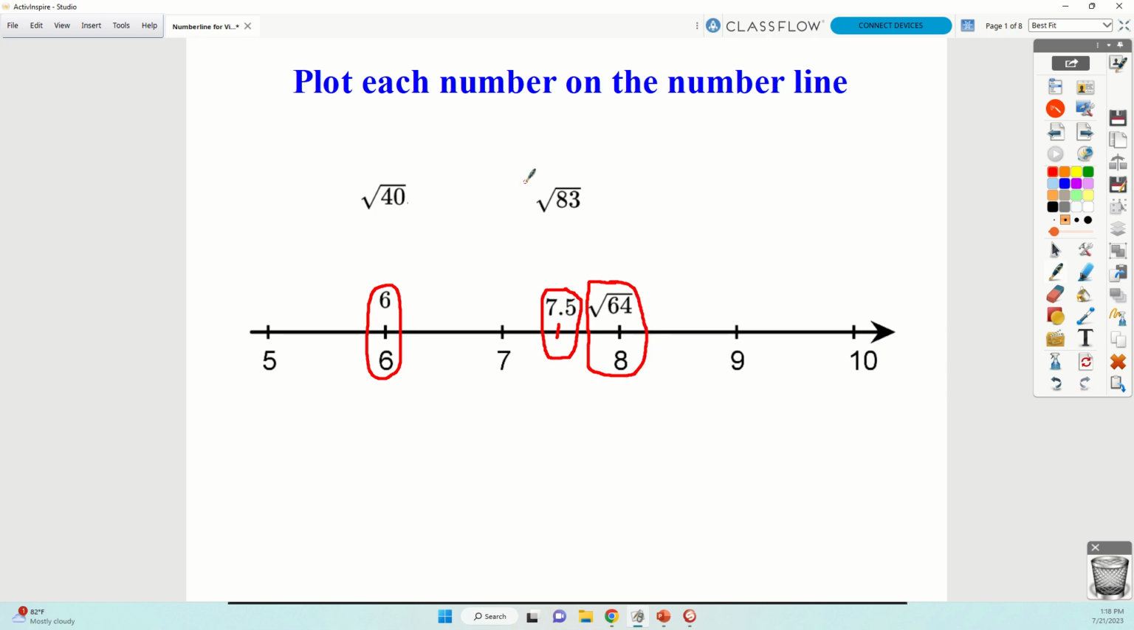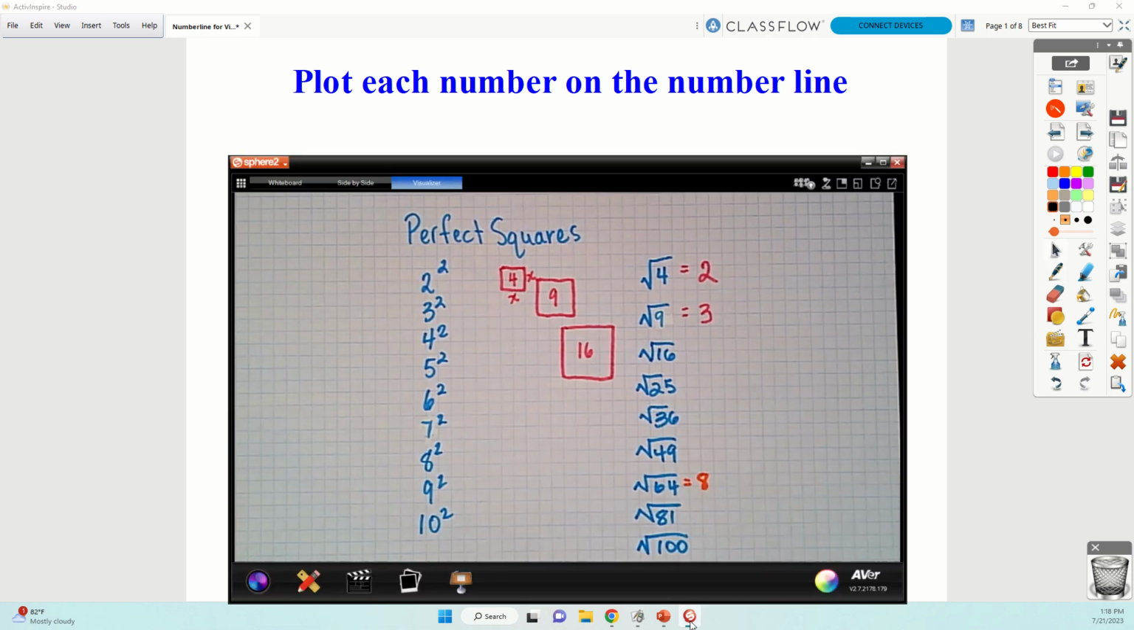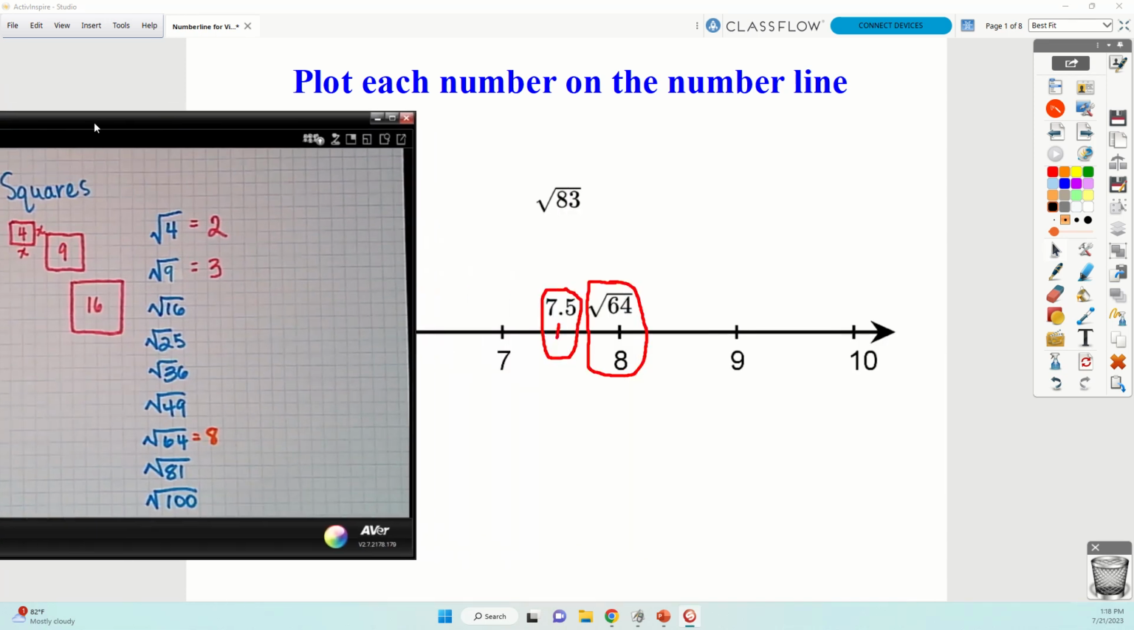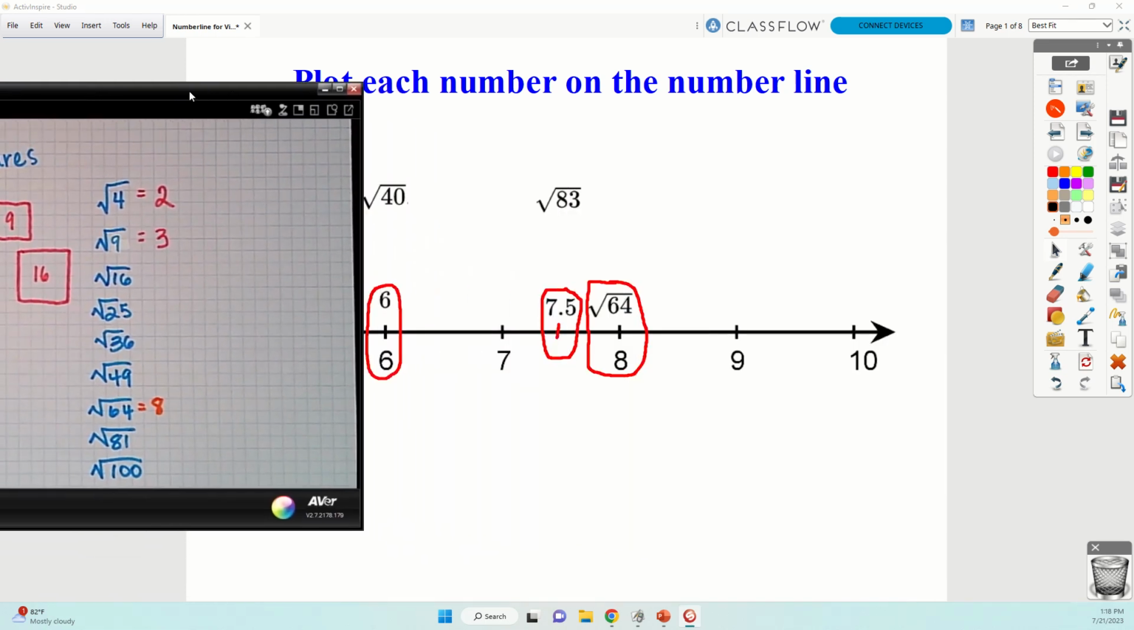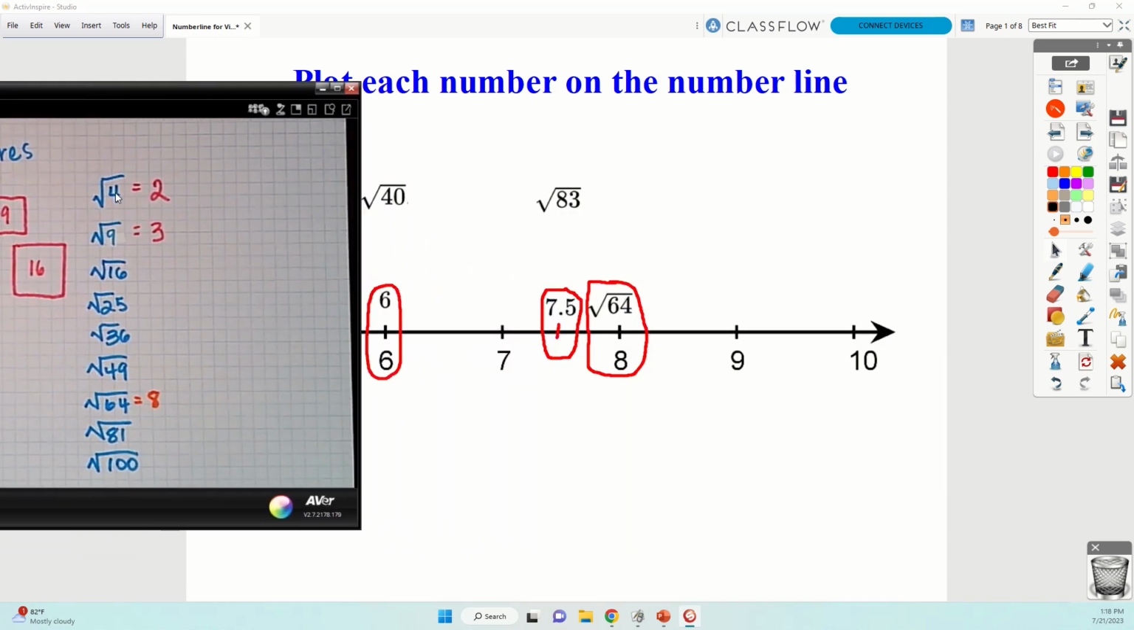Now, the other two are not going to fall exactly on a perfect square. If students have those memorized, they'll know that the square root of 40 and the square root of 83 are not perfect squares. So they can go back to their list if they kind of list them out, and they can say, all right, well, what do I know? Well, if I slide this over, I can see square root of 40, and I can look down my list and I see square root of 49. That's a little too high.